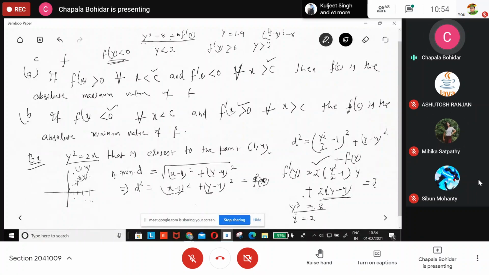Okay. If I take y greater than 2, according to our definition, these two steps are the same. So according to the definition, if I consider y is greater than 2, what will you get here for f dash y? You may consider 2.1. So 2.1 cube minus 8. Is it positive or negative? My aim is to know the positive or negative. I don't want to know the value.